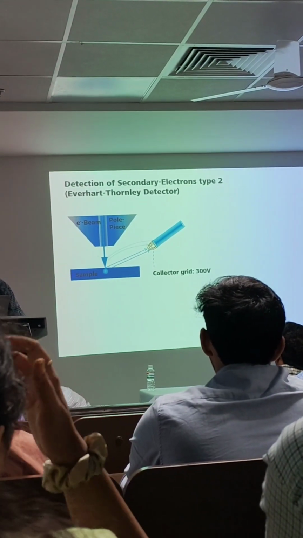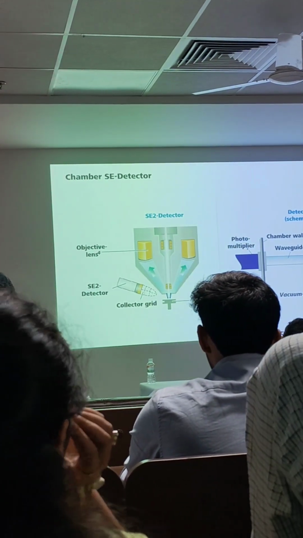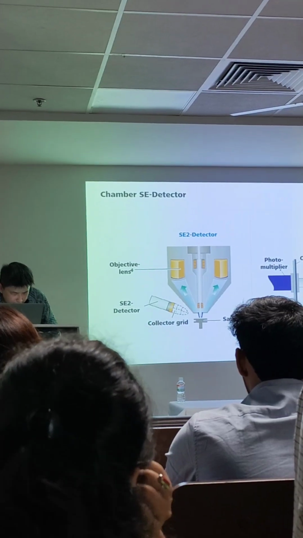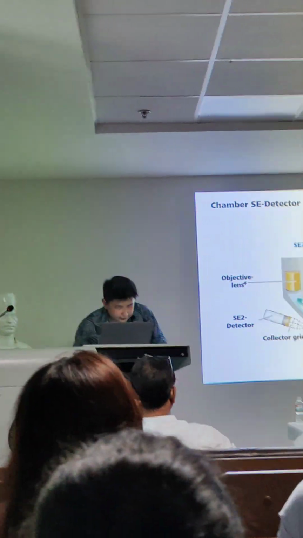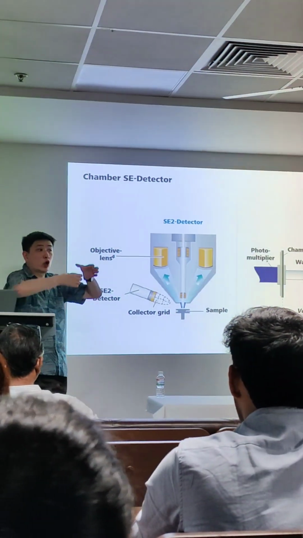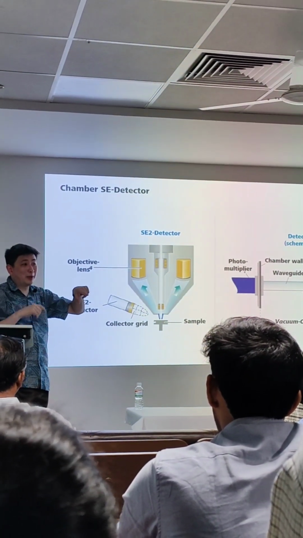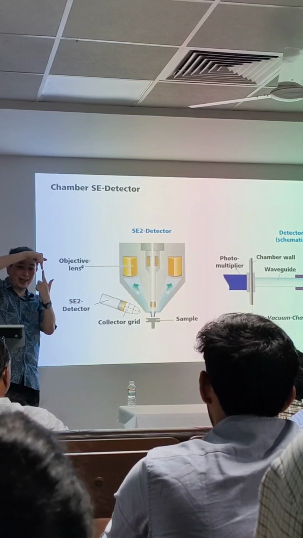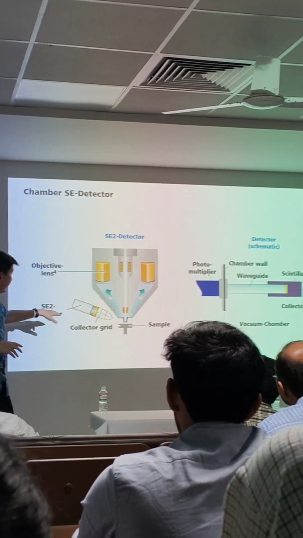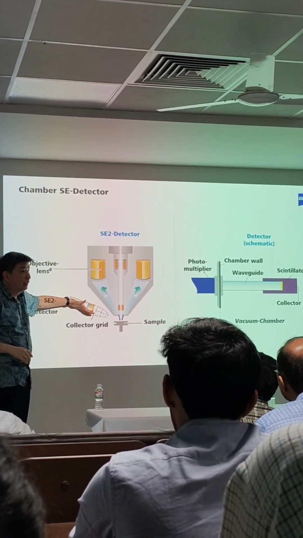Sorry, can you go back to that slide? That SE2 detector, is that the one if you have an in-lens detector? Yes. The in-lens is actually on the column. Why do we put it there? Because we use the beam booster. You remember when we decelerate and accelerate the other way, we want all the electrons to go there. But this SE2 is normally in the chamber.